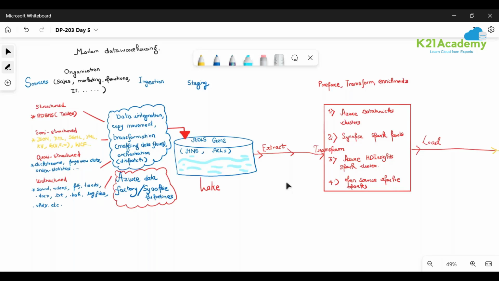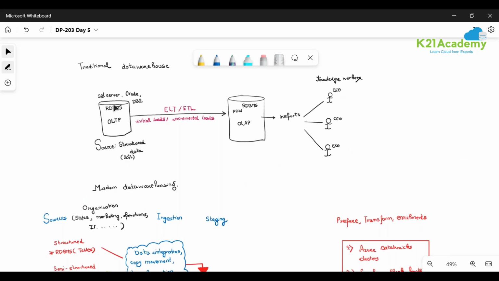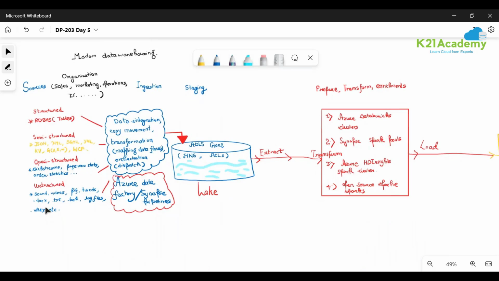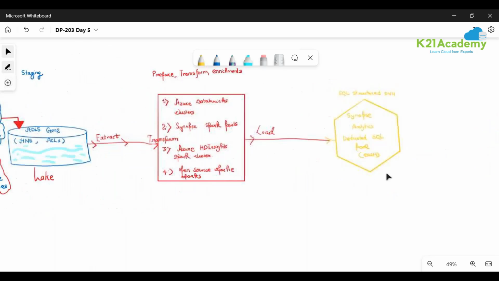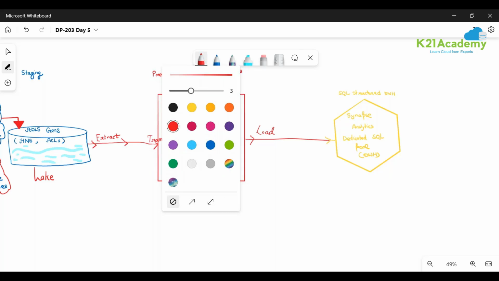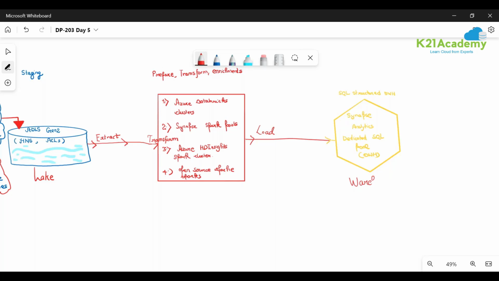Because now, what is the difference? Difference is source. Here the source was structured only, 20%, but now we look at all the sources, integrate the data, bring it to a lake, and then to the warehouse. Lake and warehouse. Yes, modern data warehousing. How do you load it here in the warehouse?